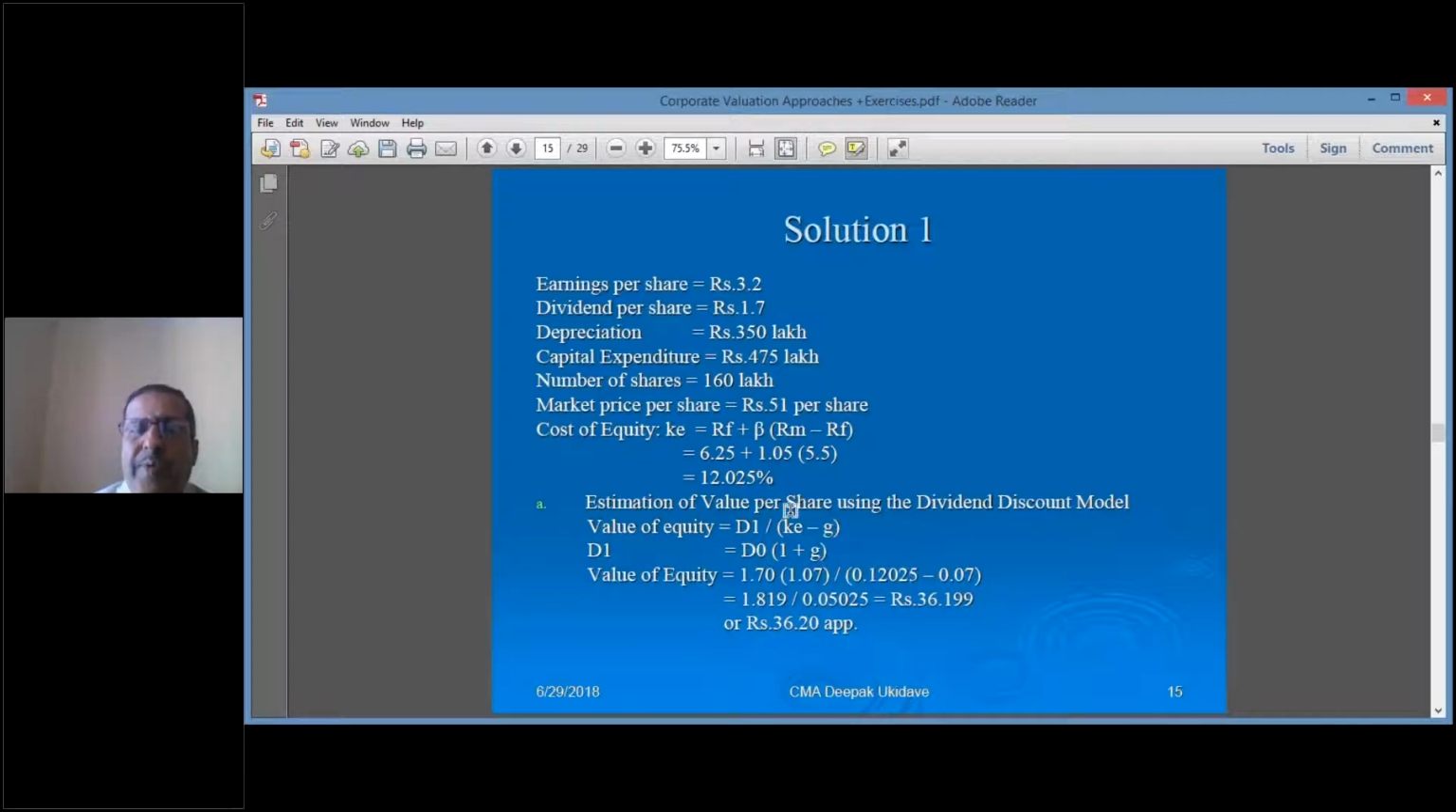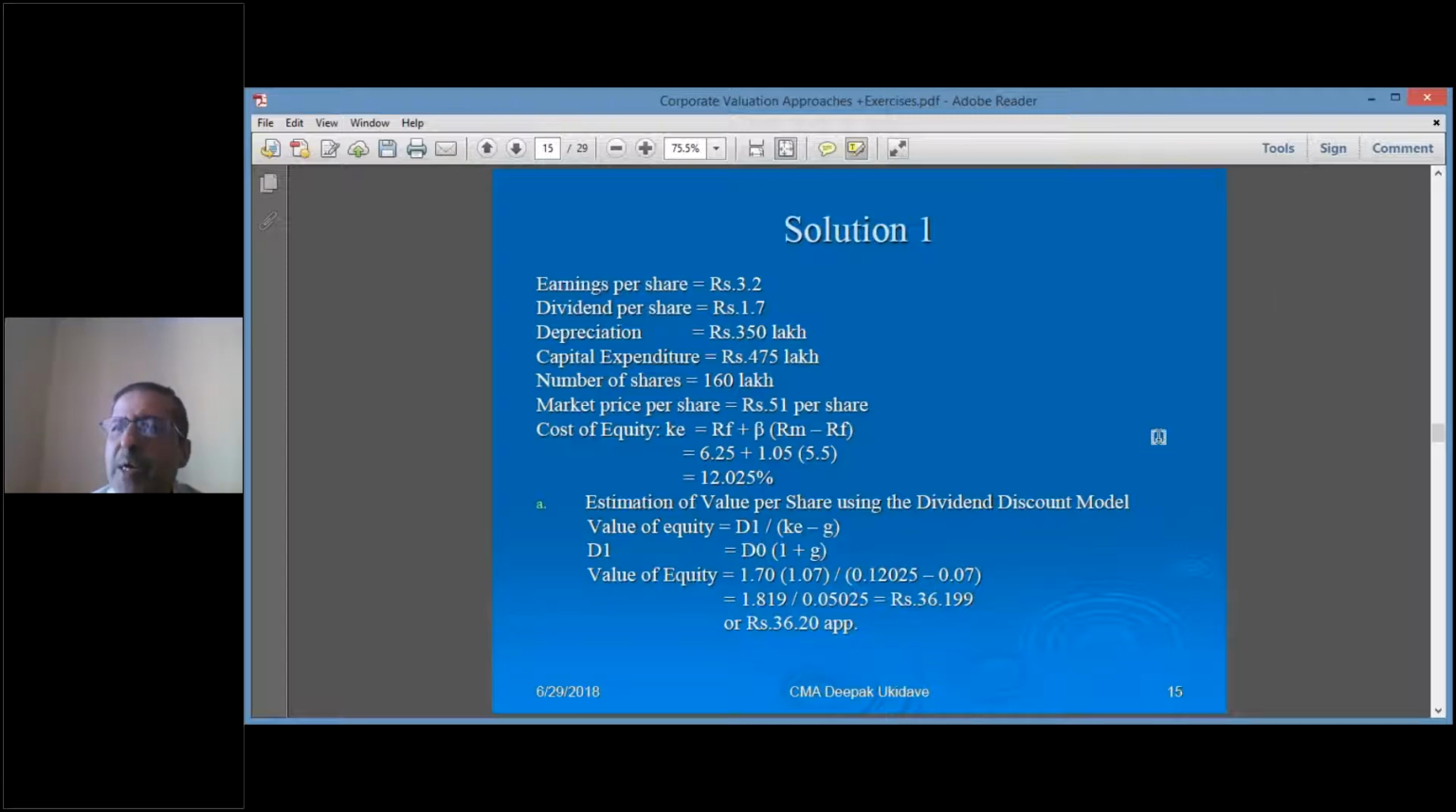KE is 12.025, not 12.25. So don't commit the mistake of picking up the wrong number. It is 12.025 minus G 7%, and in the denominator there is a percentage. Check on the calculator whether this expression gives you the answer 36.199, which is equal to rupees 36.20 approximately. That is the value of equity.